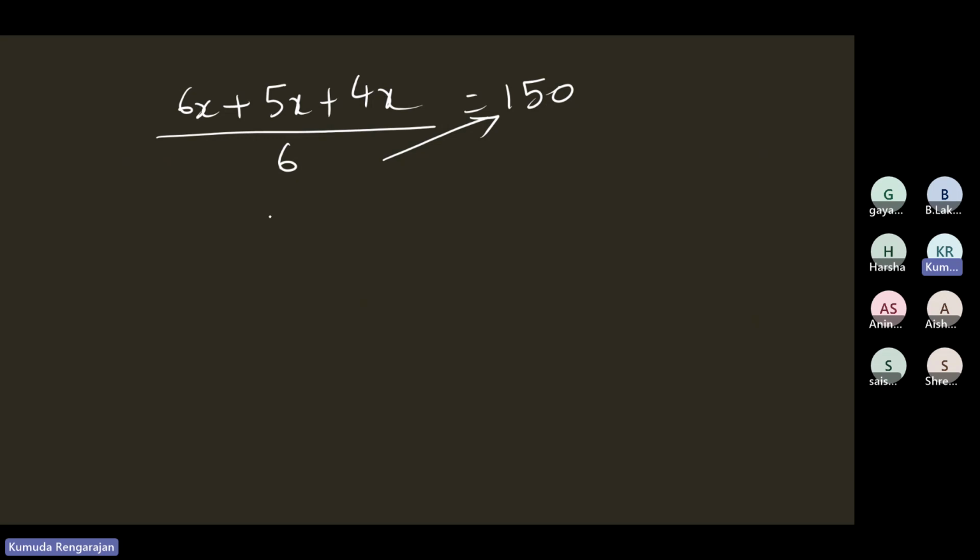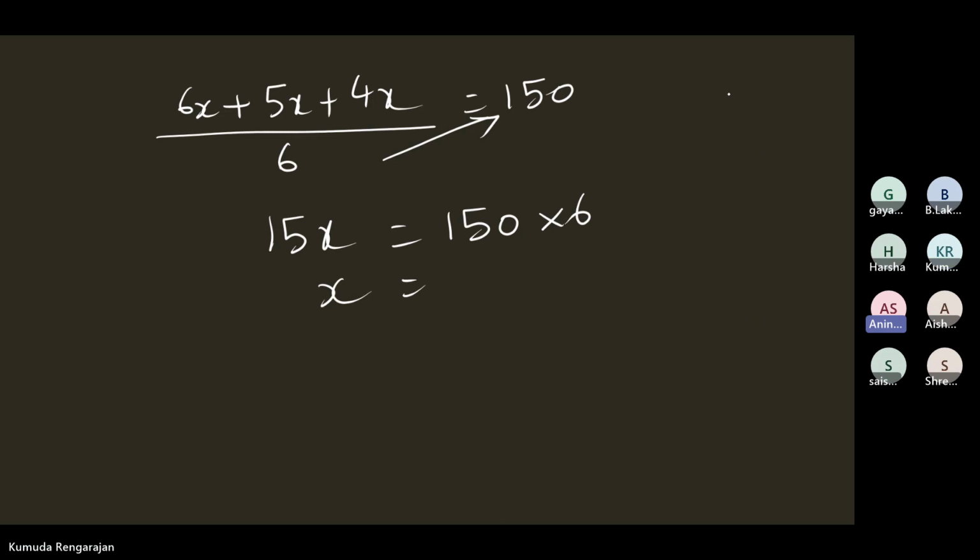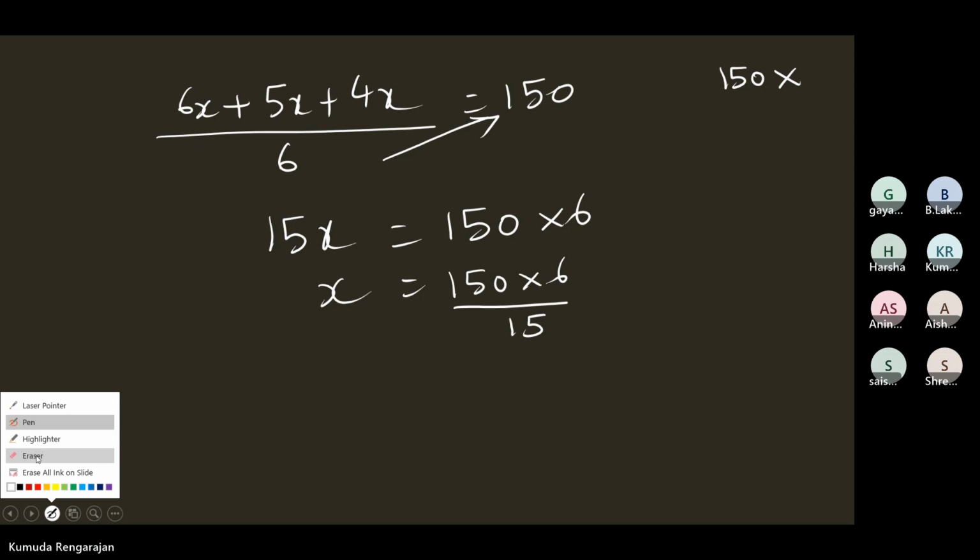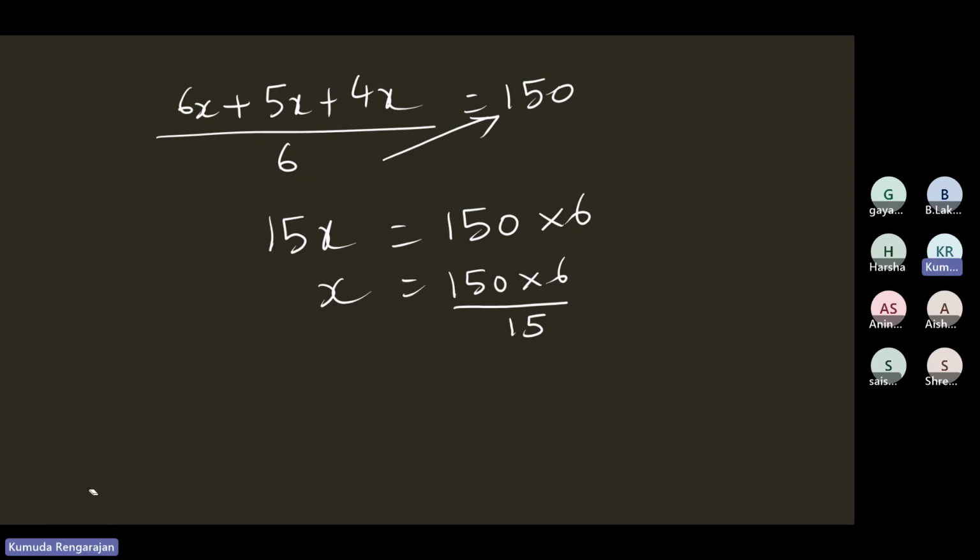6x plus 5x plus 4x is 15x, is equal to 150 into 6. We don't have to find the product. Don't multiply 150 and 6. So x is equal to 150 into 6 divided by 15. See, you should save time. Maybe 150 into 6 doesn't take long for you to multiply, but if it were some other two numbers, you shouldn't spend time multiplying them. So 15 ones are 15, tens are 10, so x is equal to 60.